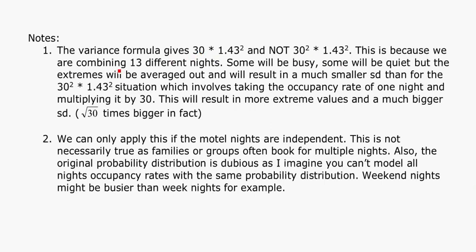And again, this is because we're combining 30 different nights. Like I said, some will be busy, some will be quiet, but the extremes will average out, and the result will be a much smaller standard deviation than for the previous situation. So what happens here is you just want to make sure that you're keeping track of when you're using the squared term and when you're not with a variance. So here we're not changing units. We started with rooms, we're ending with rooms, we're counting things up. You keep it the same.